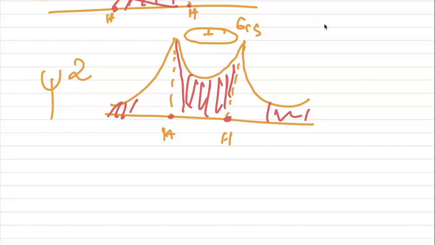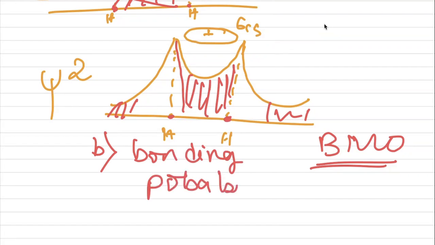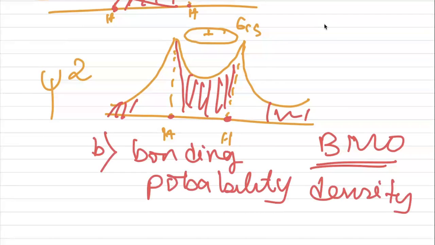Now, if we see, this is our bonding MO. This is known as bonding MO. And this graph is known as bonding probability density. Okay, this is the bonding MO.